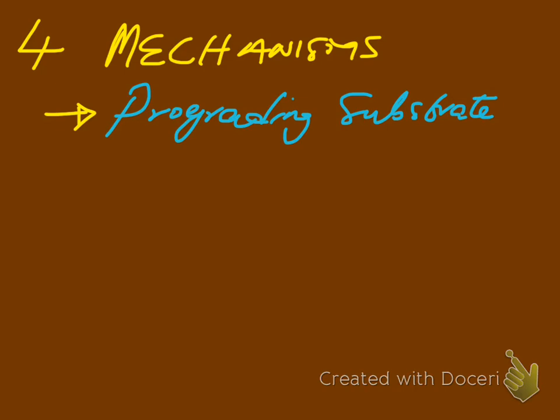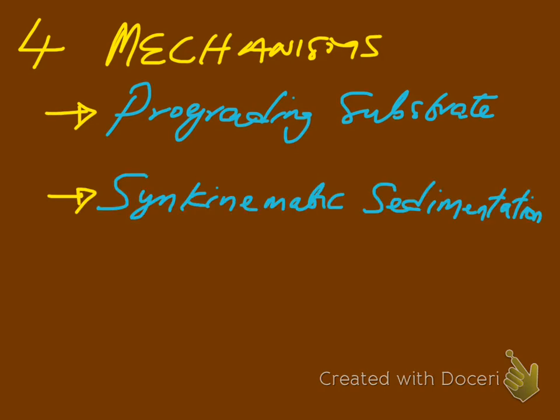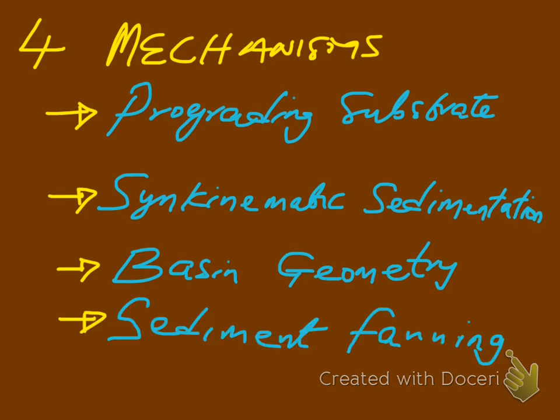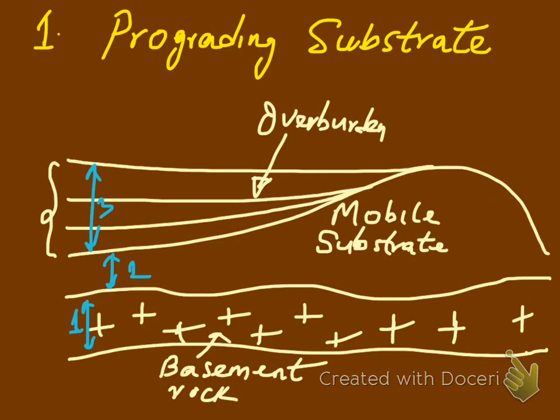The first mechanism, or the first group of growth packages I'll show you, are those impacted by prograding substrate, or the underlying rock mass. The second group are those influenced by synkinematic sedimentation. We have a third group of growth packages which are a result of the original basin geometry, and then the last group are those that we find in compressional regimes, where you have lots of thrusts and asymmetrical anticlines and synclines.